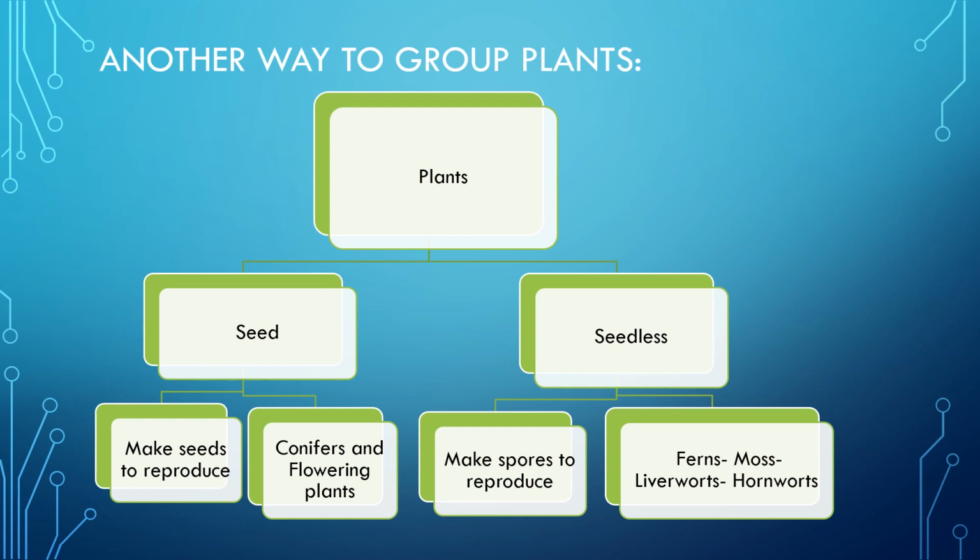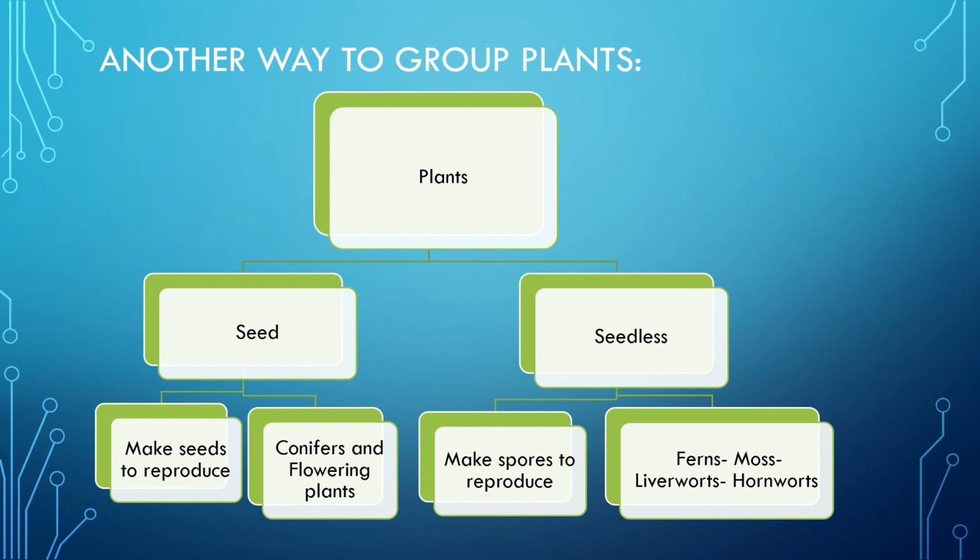Okay, so we finished talking about vascular and non-vascular plants. Now, another way to group plants, because we can group things in different ways. For example, we can group things according to their color or to their size. But plants are grouped according to whether they have tubes or not.